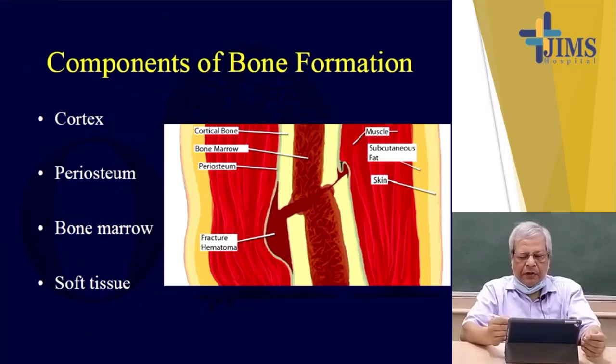After a fracture, what happens? This is a cortical bone and this is the bone marrow, and this layer is periosteum and the blood, and this is skin, subcutaneous fat, and this is the muscles. The ragged bone ends damage the periosteum and the muscles, thereby causing loss of blood which accumulates here. This is called fracture hematoma.